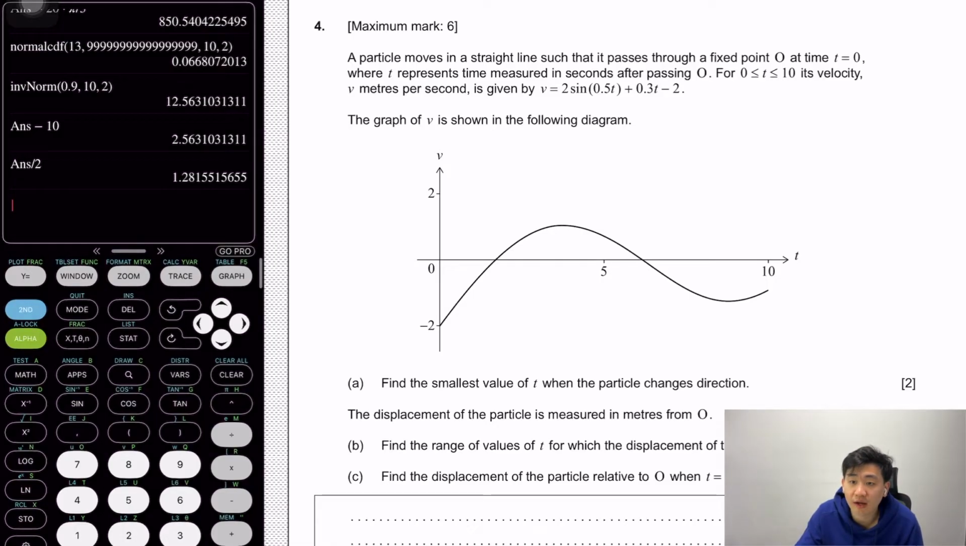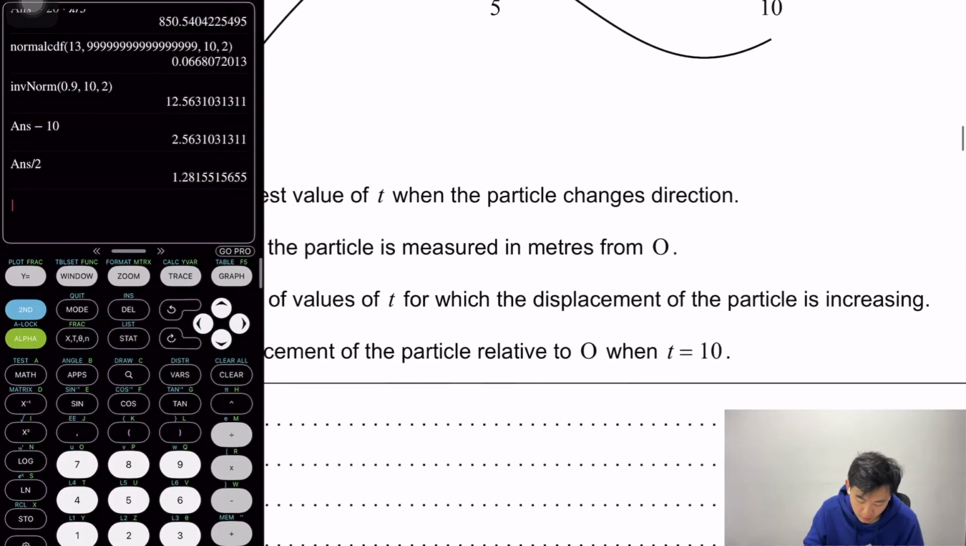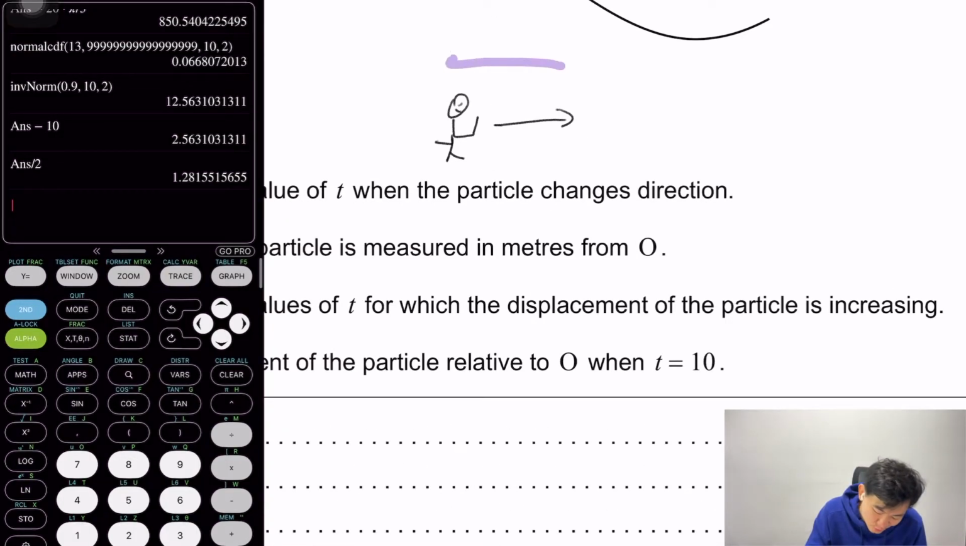Now we have a VT graph there. And then we have to find the smallest value of t where the particle changes direction. Now, this is a VT graph, and they ask you when did the particle change the direction. What does it mean by change direction? That means from going forward, and then you change it to going backward, right? Okay, that's the first case.